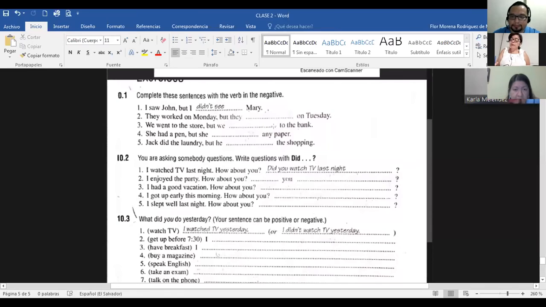Entonces, hacemos la dos. They worked on Monday. Pero sí, they worked on Monday. But they didn't, ¿verdad? They didn't work. Very good. On Tuesday. Luego la tres. She went to the store, but we went to the store, but we didn't. Es que esa palabra went, ¿cuál era? Go es, ¿verdad? Go. Entonces sería didn't go. Very good. Exacto. Tres, didn't go.